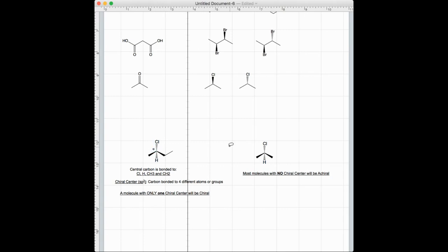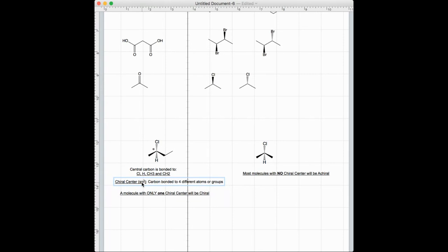So whenever you look on a textbook and you see a molecule with a star next to a carbon, that means that this is a chiral center. These chiral centers could also be known as asymmetric centers. Okay?